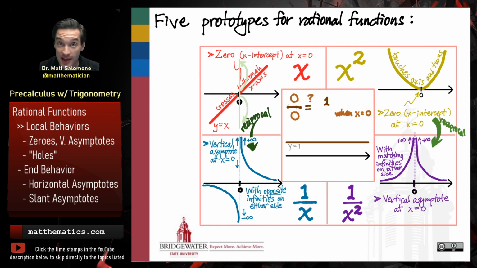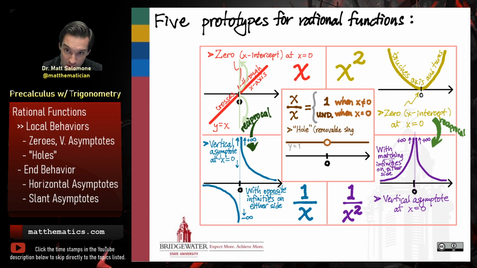It can't be both 0 and blow up to infinity. It can't be both an x-intercept and a vertical asymptote, right? That doesn't make any sense at all. So what actually happens here? Well, we have to exclude x equals 0 from the domain of this function, because 0 divided by 0 is undefined. But the good news is, for every other value of x, for every non-zero value of x, x over x is just equal to 1.